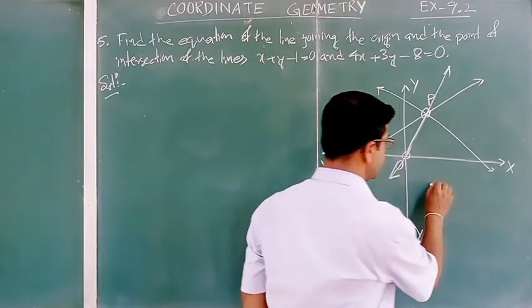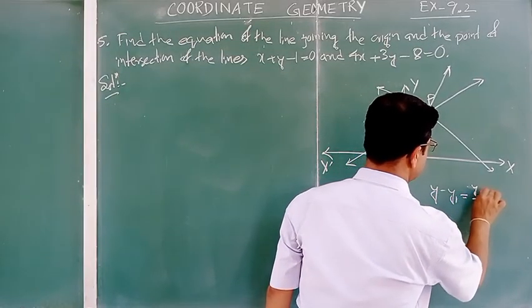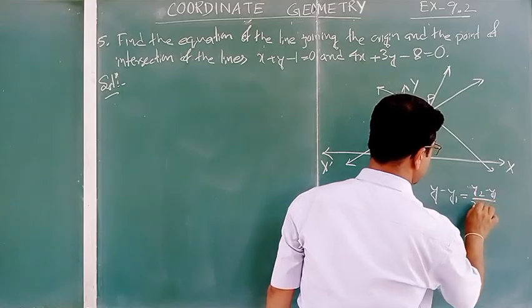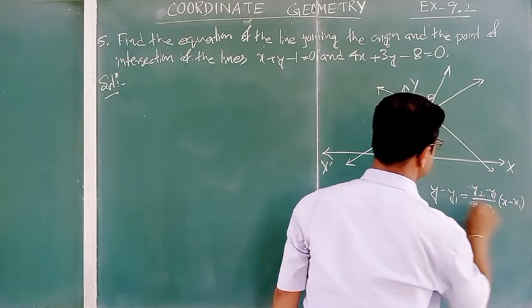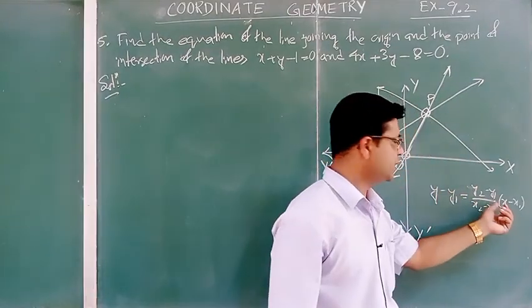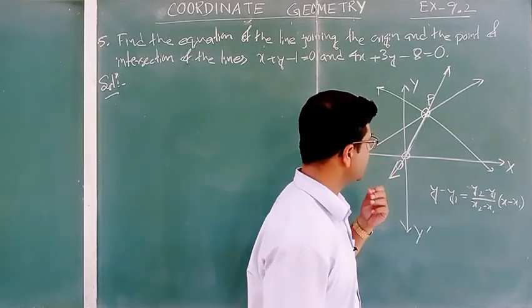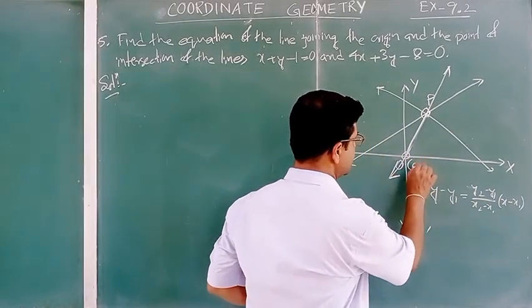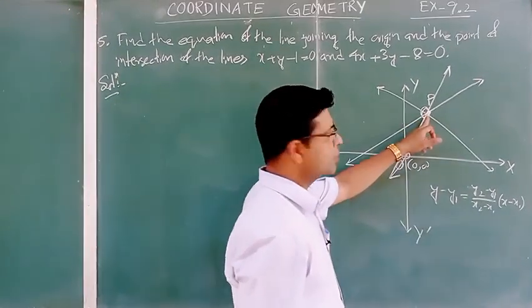So what concept shall we apply? y minus y1 equals (y2 minus y1) by (x2 minus x1) times (x minus x1). If we know the coordinates of two points, by applying this formula we can find the equation of a straight line. But the problem is that we know the coordinates of this point, 0, 0, but we don't know the coordinates of this point. So we have to find the coordinates of this point.